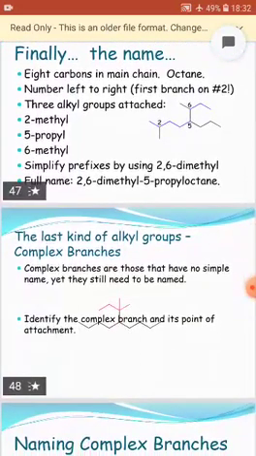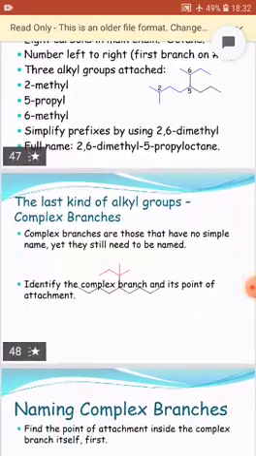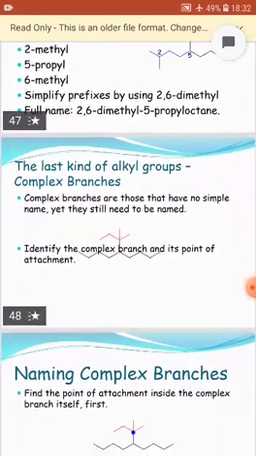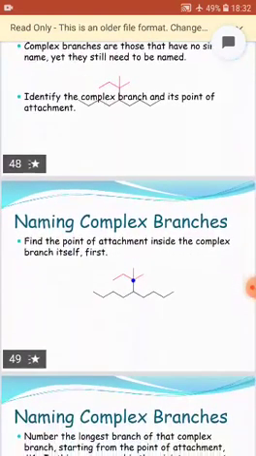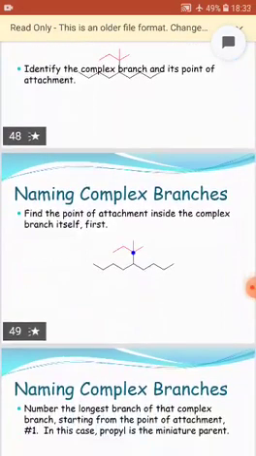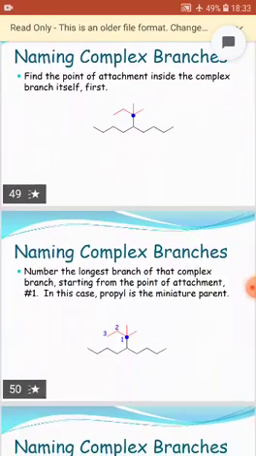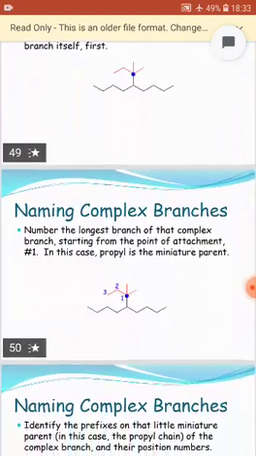The last kind of alkyl group: complex branches. Complex branches are those that have no simple name, yet they still need to be named. Identify the complex branch and its point of attachment. Naming complex branches: find the point of attachment inside the complex branch itself first. Number the longest branch of that complex branch starting from the point of attachment as 1. In this case, propyl is the miniature parent.